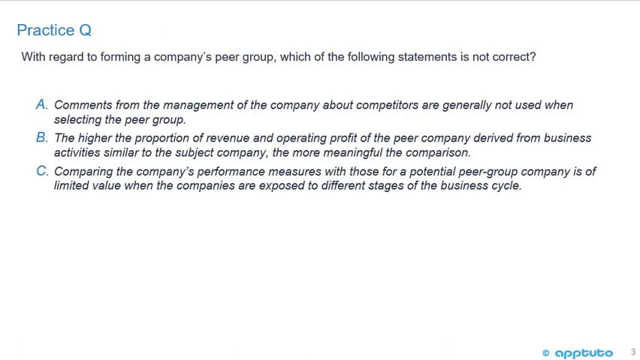A quick practice question to check our understanding. With regard to forming a company's peer group, which of the following statements is not correct? A, comments from the management of the company about competitors are generally not used when selecting the peer group. B, the higher the proportion of revenue and operating profit of the peer company derived from business activities similar to the subject company, the more meaningful the comparison. C, comparing the company's performance measures with those for a potential peer group company is of limited value when the companies are exposed to different stages of the business cycle.